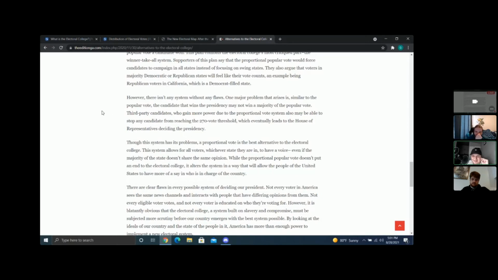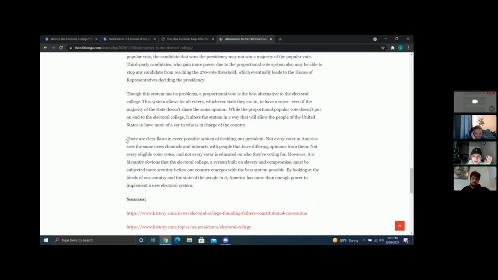This system allows for all voters, whichever state they are in, to have a voice, even if the majority of the state doesn't share the same opinion. While the proportional popular vote doesn't put an end to the Electoral College, it alters the system in a way that will allow the people of the United States to have more of a say of who is in charge of the country. The last paragraph.